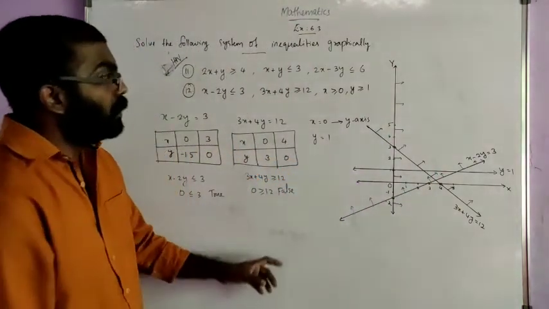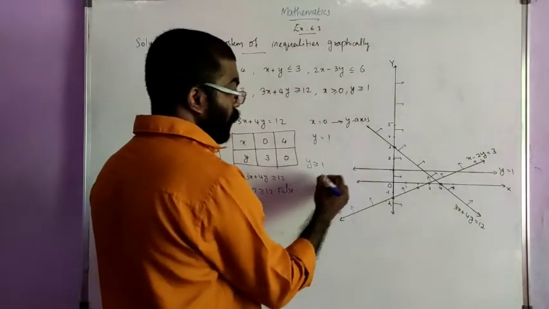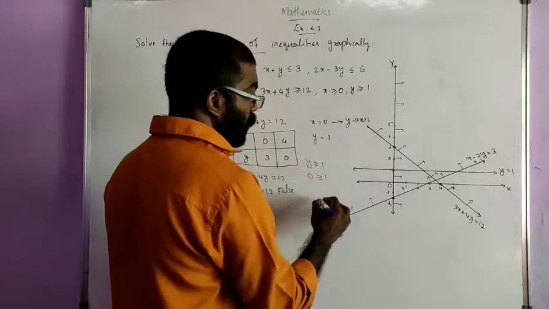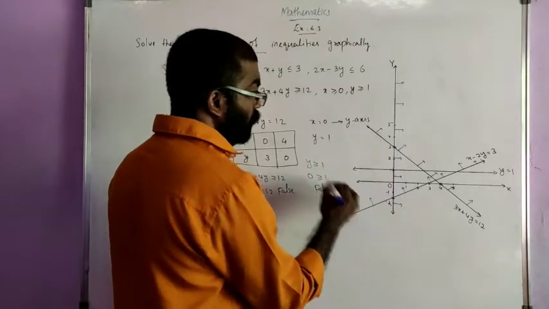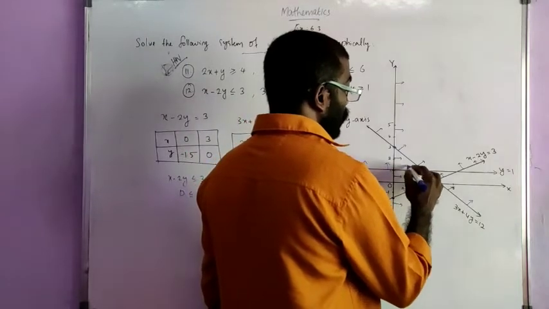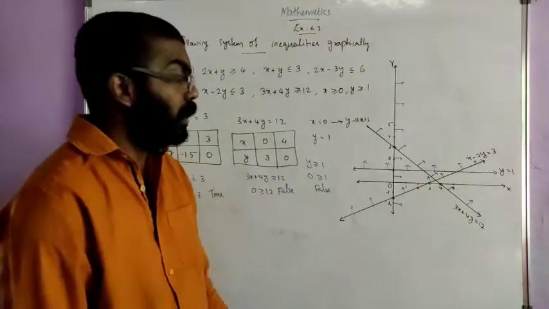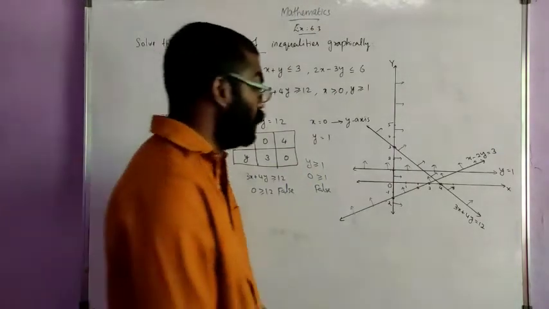Then the next one is y greater than or equal to 1. So for y greater than or equal to 1, 0 greater than or equal to 1 is a false statement. So here also the upper part, because 0, 0 is on the lower part of the line, it doesn't hold the inequality.